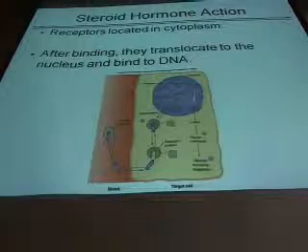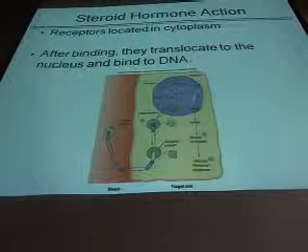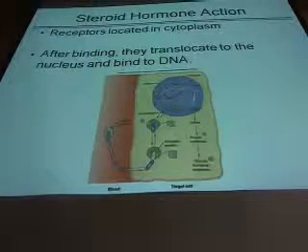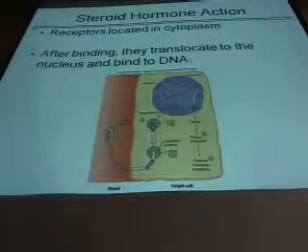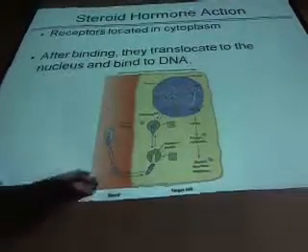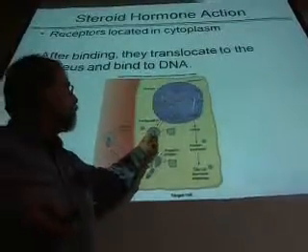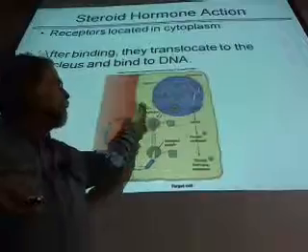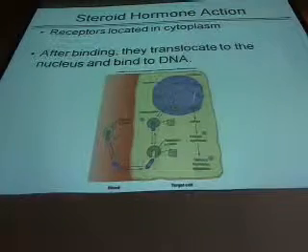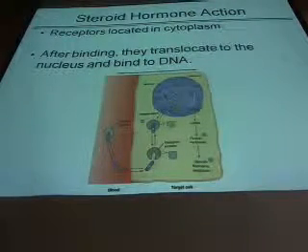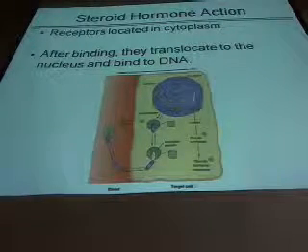Their receptors are in the cytoplasm. After binding, they translocate to the nucleus and bind to the DNA. So here, you've got the blood, you've got the carrier protein, you've got the receptor protein. Once it binds with the receptor protein, it goes into the nucleus and opens up the DNA, and you start the mRNA protein synthesis and steroid hormone response. Usually these are all mostly controlled by a negative feedback system.